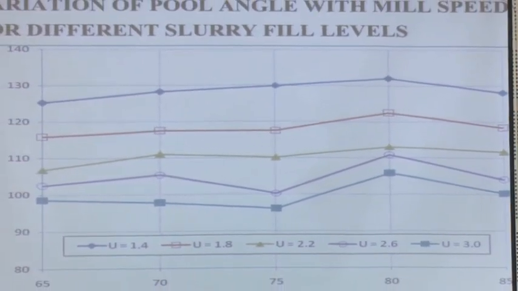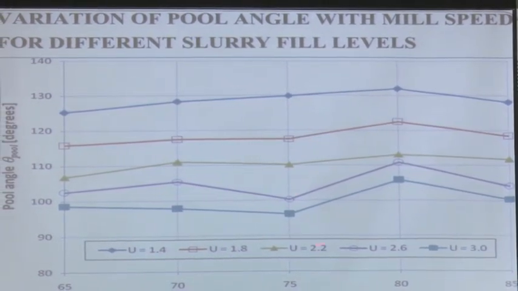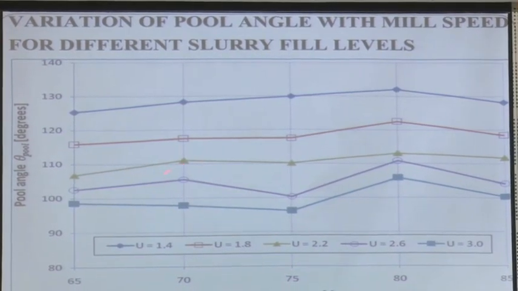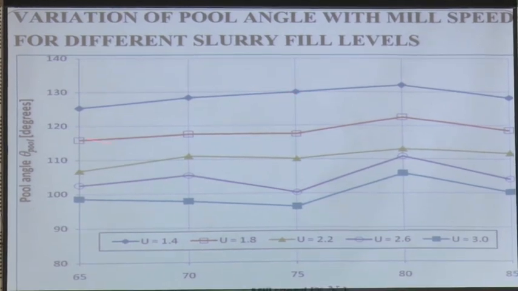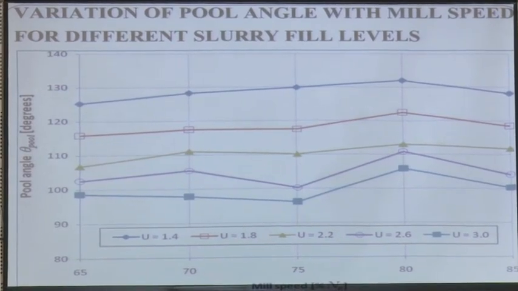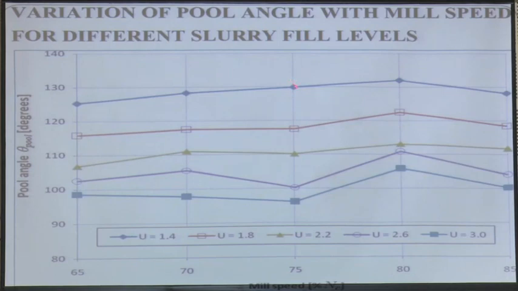Now, this is the pool angle with the speed. Here you should not consider these two sets of data, because these are the wrong data, but a normal trend pattern is something like this. That means against any particular fill, if the speed goes up, then what happens? You see a rise in the curve. Rise in the curve means the slurry angle is increasing, 135, right? Slurry angle is increasing, and then suddenly dipping down. Can you explain how it is happening?